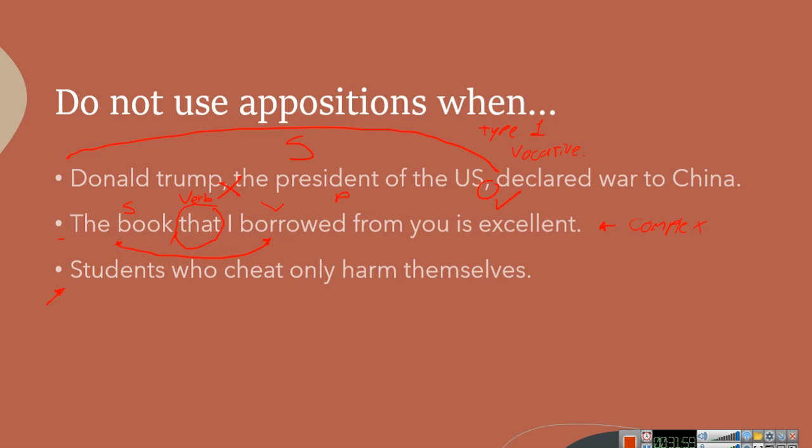Now let's look at this one. Students who cheat only harm themselves. Why don't we need a comma right here? Because we have who. And again, who is connecting the subject and the predicate. So we don't need a comma right there.